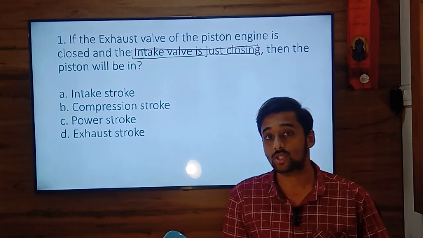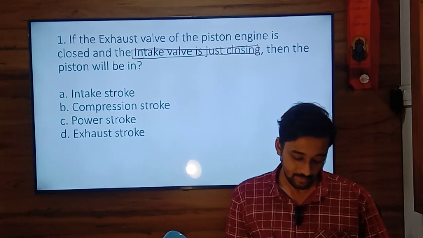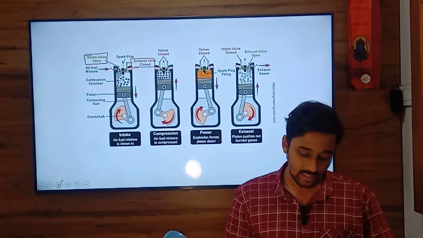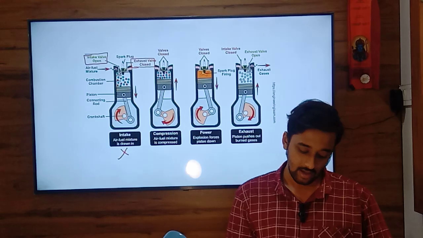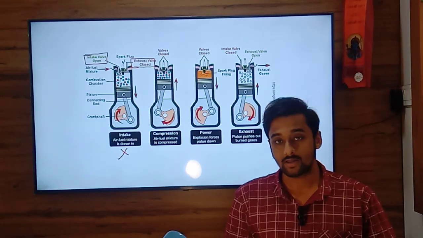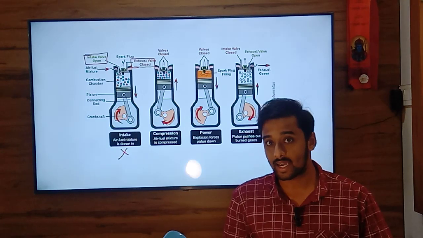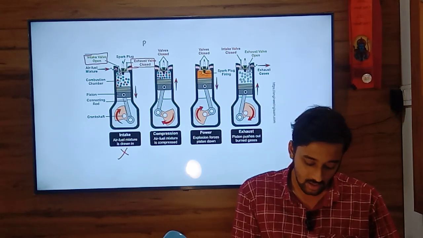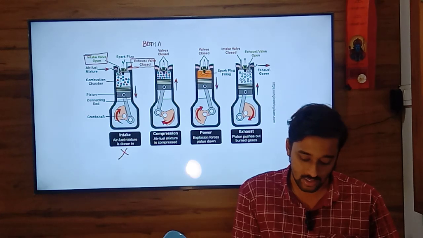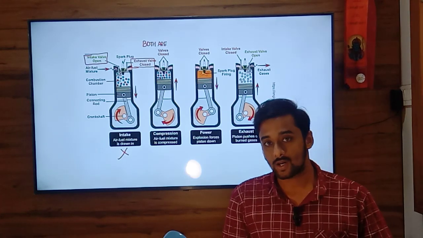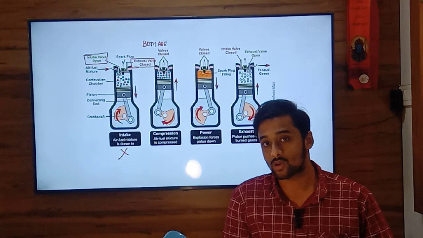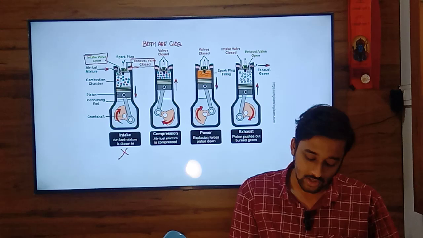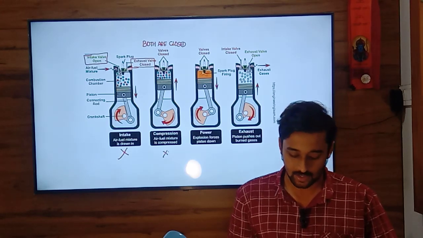That means it should not be open. And your exhaust valve is closed. Next thing, so this is not the case. In your compression stroke, both your valves, intake as well as exhaust, are closed. So both are already closed. That means exhaust valve is closed and intake valve is closing. That is not the case here. So compression stroke will not be the answer.